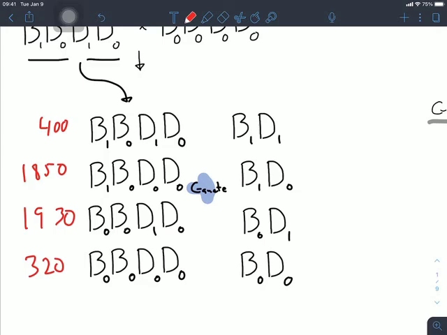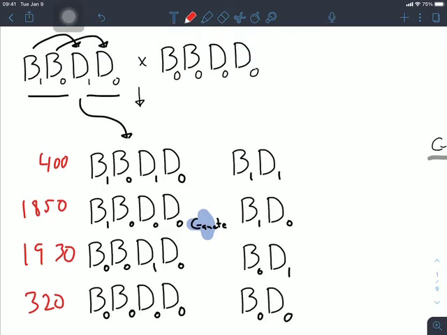From here, you should be able to infer what the linked haplotypes are. And what do I mean exactly by that? Is B1 found on the same chromosome as D1 or D0 in this hybrid parent? What are our linked haplotypes here?